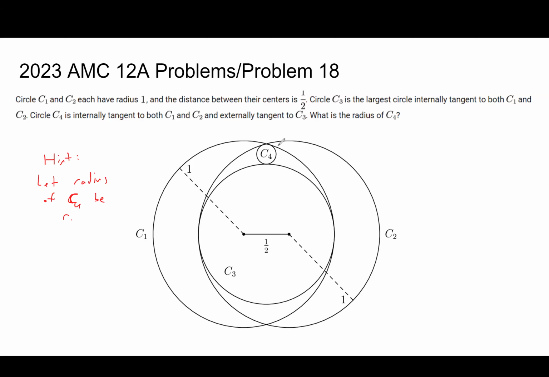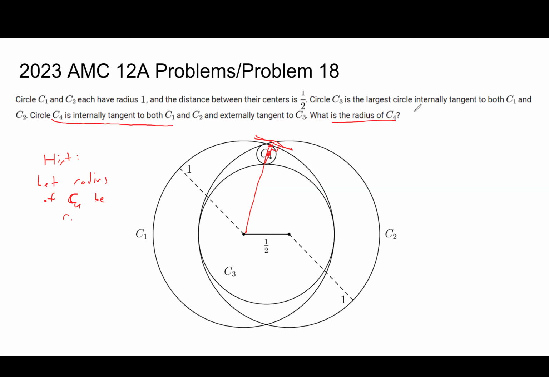Okay, so what is a property of circles? Let's consider this line here. Since these circles are tangent to each other, because C4 is internally tangent to both C1 and C2 and externally tangent to C3, this line here, which is perpendicular to the tangent at this point, would be 90 degrees, right? So let's draw this line here. And we're trying to find the radius of C4.